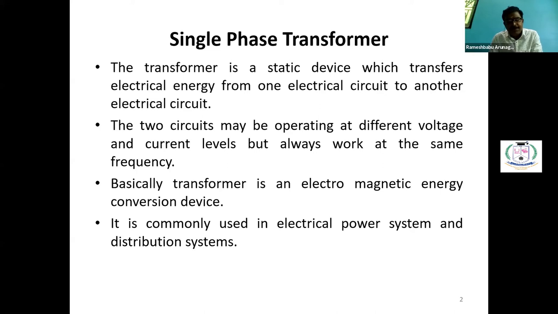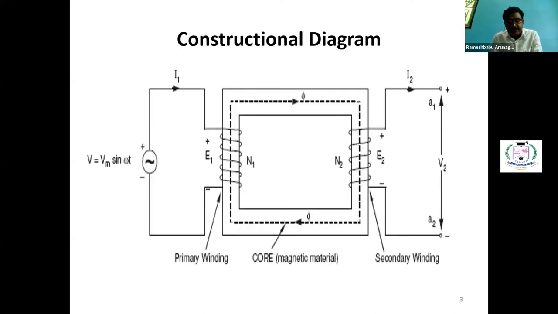Next, we'll discuss the construction of the transformer. So this is the constructional diagram of the transformer you can see, right? The rectangular or square shaped part is nothing but your core. The two main parts available in a transformer are the core and the winding. So this square portion is nothing but the core. Actually, this shape may be square or rectangular, but here it's a square shape, right?